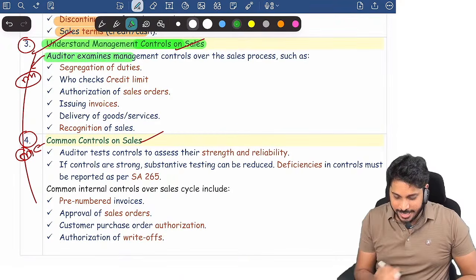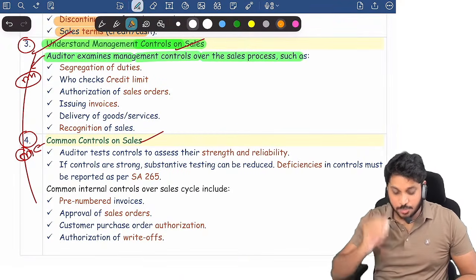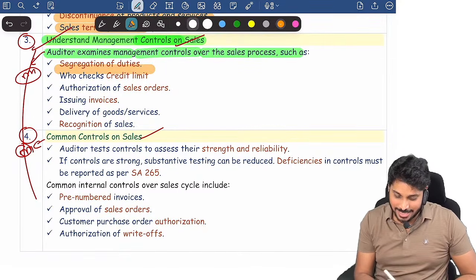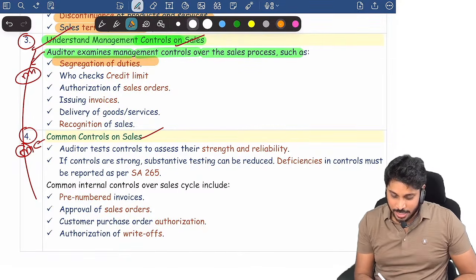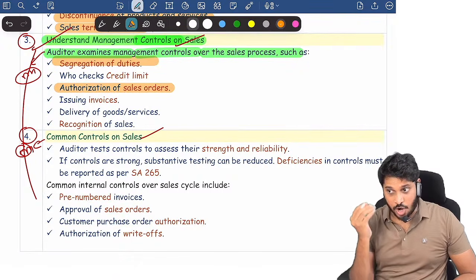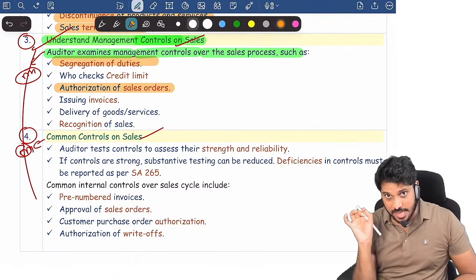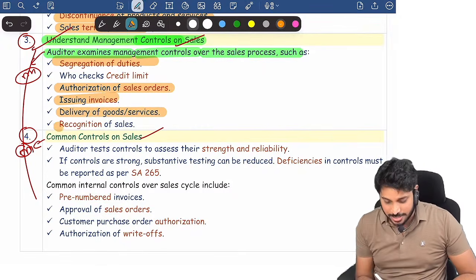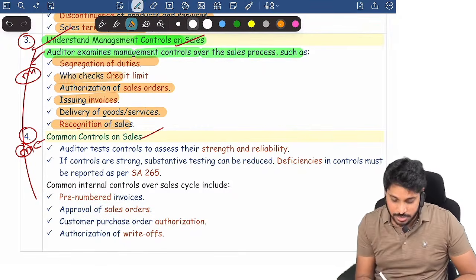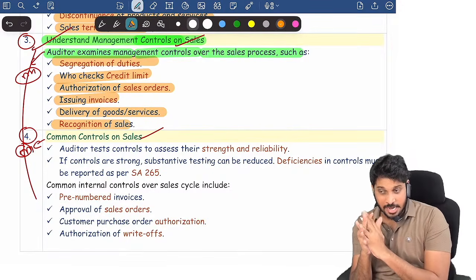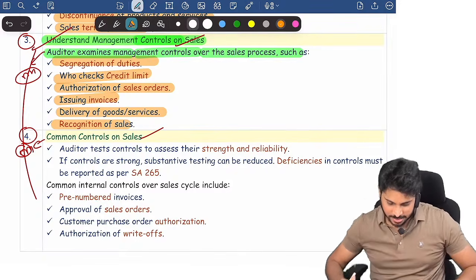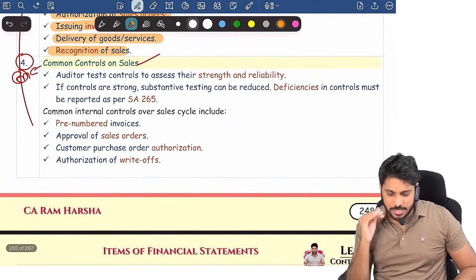The auditor examines management controls over the sales process. Just like purchases, segregation of duty will be there, and authorization. Whenever a customer orders, we won't directly deliver. We need to authorize the sale order, then issue the invoice, then deliver the goods, then recognize the sale in the books of accounts. And if it's a credit sale, somebody in the company has to authorize the credit limit. Apart from that, there are some common controls.